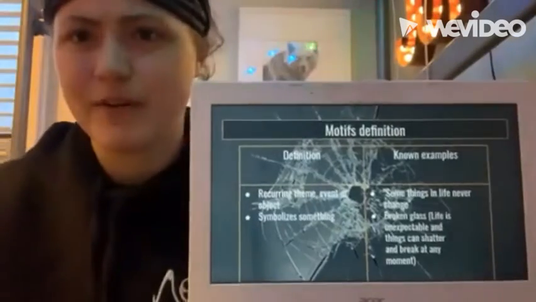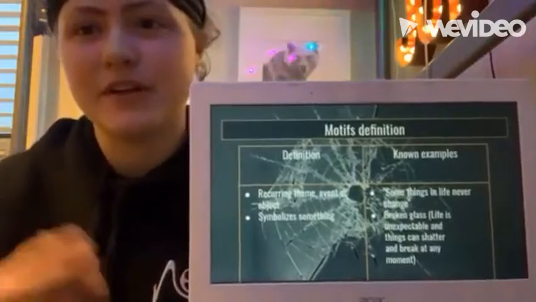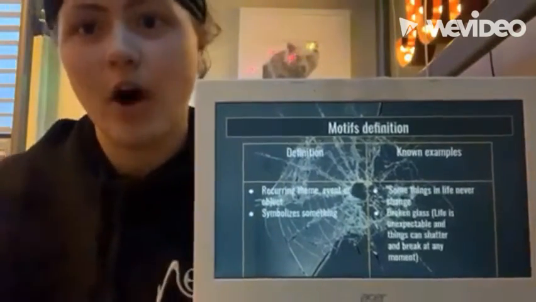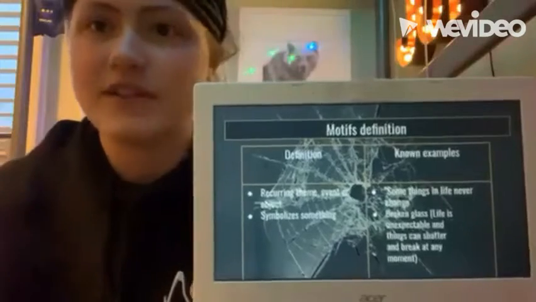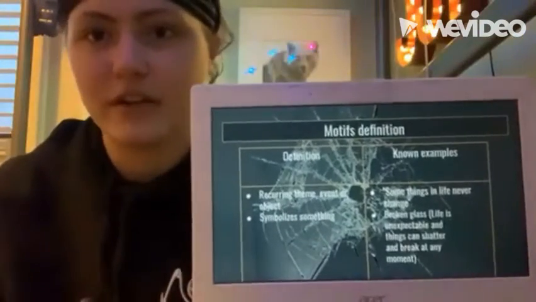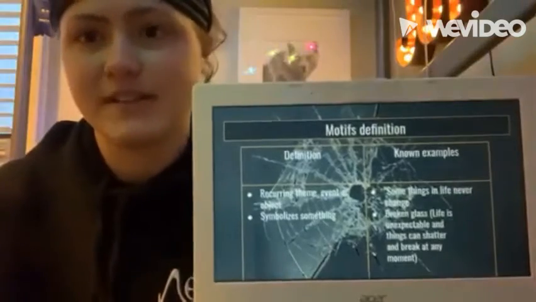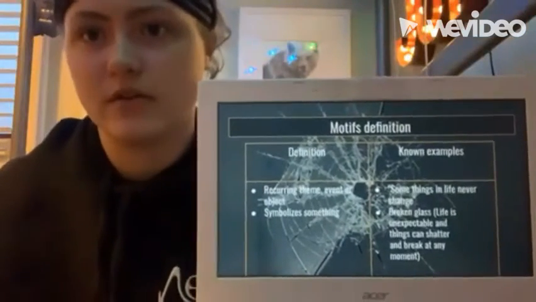So, what is a motif? Well, a motif is something that is very reoccurring and repetitive. Examples of this can be an object, a theme, an event, all of these things that are very repetitive in a story, literature, movie, anything like that is a motif. It represents that something is going to happen in this character's near future.